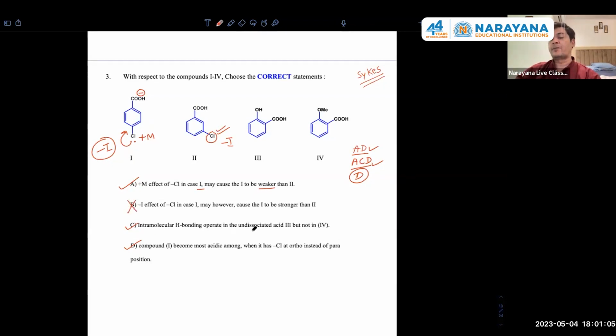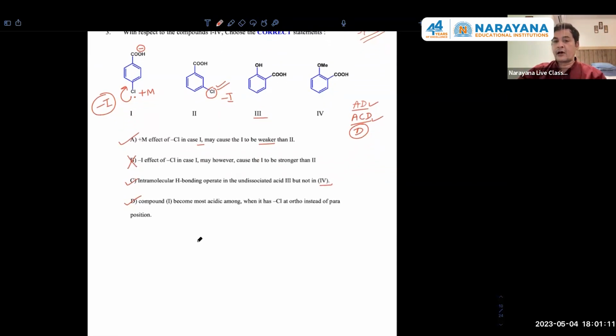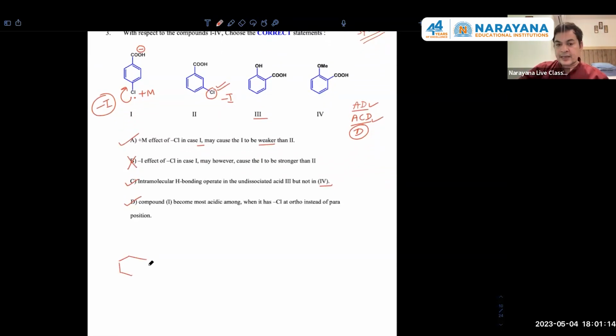Intramolecular H bonding operate in undissociated acid third, but not in fourth. Yes, this is the absolute point. Now I'll tell you this point. Suppose in this compound, the salicylic acid, if I write, suppose this is salicylic acid, OH and COOH, I can write this compound in two ways.